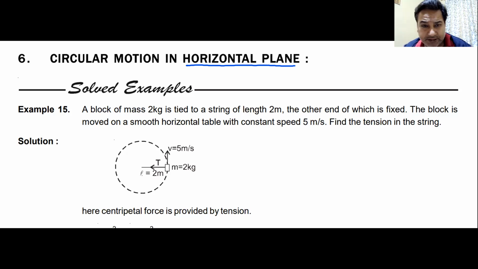When I say everyday life, what I mean is motion on Earth. Now, when you talk about motion on Earth, you can divide the entire motion into two planes. One is the vertical plane, and I hope all of you understand what a vertical plane is.